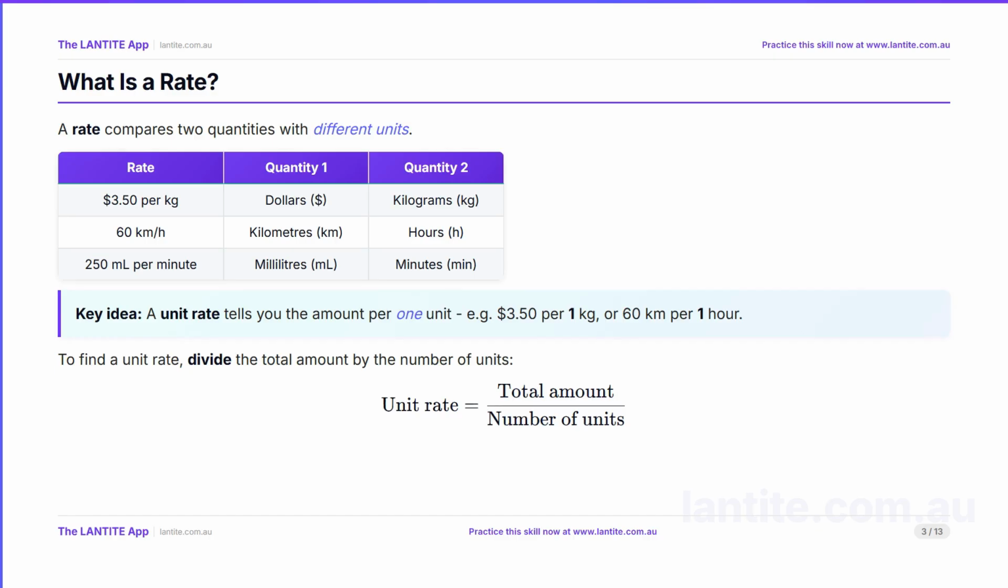A rate is a comparison of two quantities with different units. For example, dollars per kilogram, kilometers per hour, or milliliters per minute. Notice how each rate links two different types of measurement. A unit rate is simply the amount per one unit. To calculate a unit rate, you divide the total amount by the number of units. This simple formula is the foundation for everything else in this lesson.